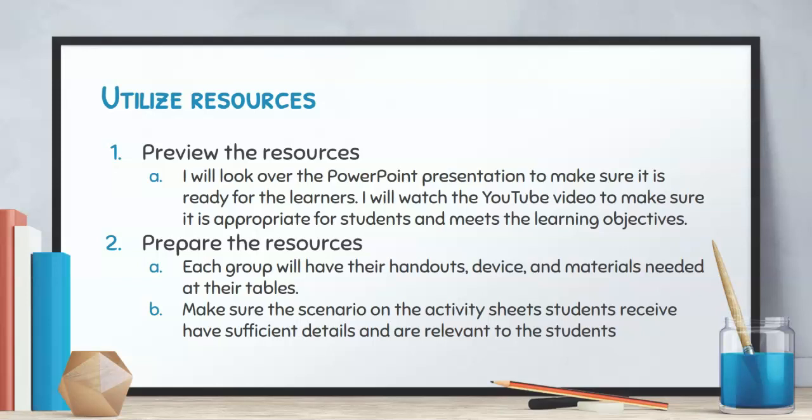Number 2 would be prepare the resources. That would mean each group has their own handouts, device, and materials needed at their tables, all ready for them. The scenarios on the activity sheets students receive should have sufficient details and be relevant to the students. By relevant, I mean it could be something that they know. For example, it could be about DJ Earworm, who is a very popular DJ. It could be about remix trailers that the students have high interest in, or an example of how they might run into copyright themselves trying to use things for assignments.